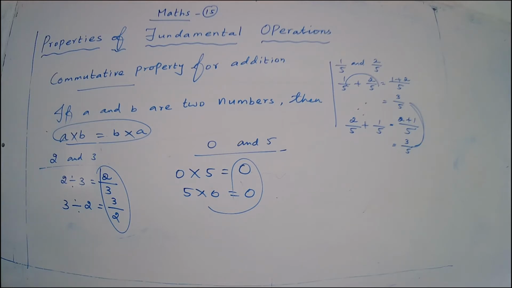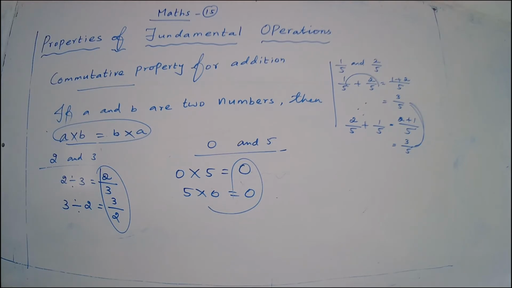Okay, children? Yes. Third one, commutative property for multiplication of numbers. Same, after the examples one line is there. A into B is equal to B into A. Underline that line. If A and B are two numbers, then A into B is equal to B into A. That means commutative property is true for multiplication of numbers.